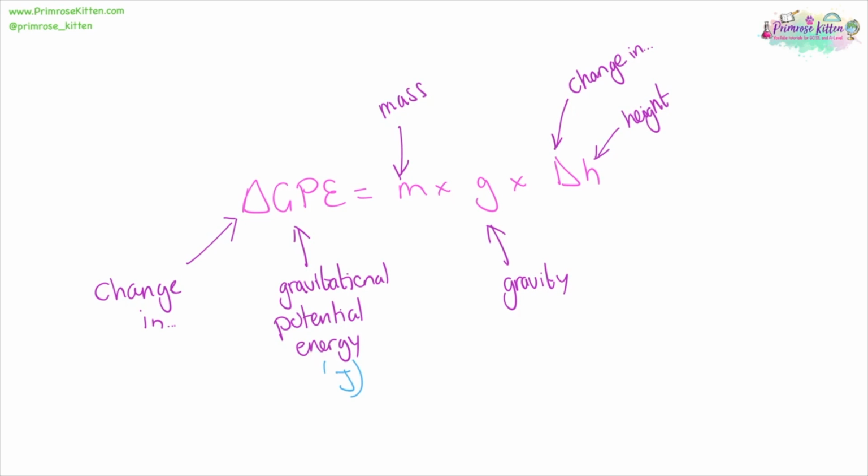If we want to work out the change in gravitational potential energy, that is equal to mass times gravity times the change in height. Gravitational potential energy is measured in joules. Mass is measured in kilograms. Gravity is 10 newtons per kilogram, and height is measured in meters.